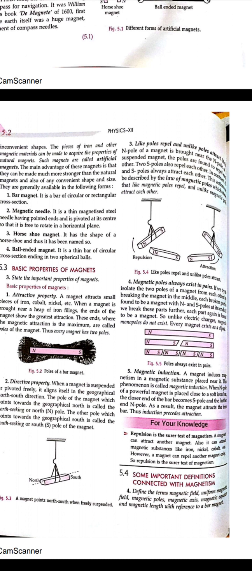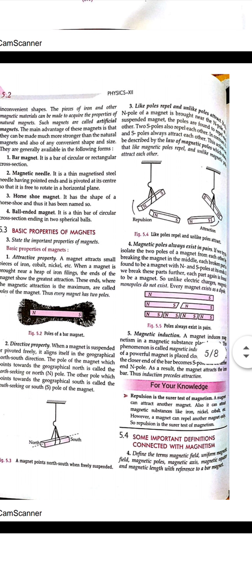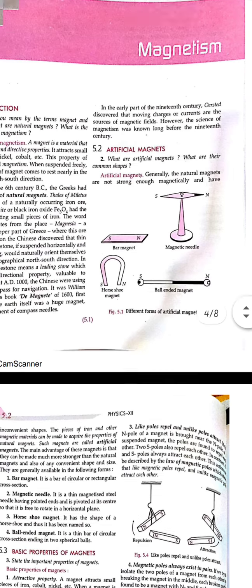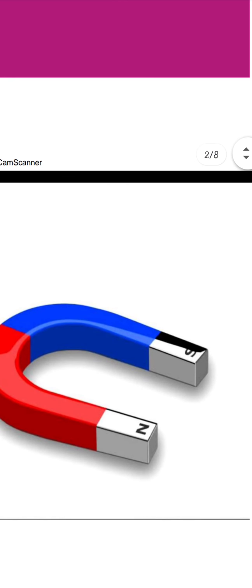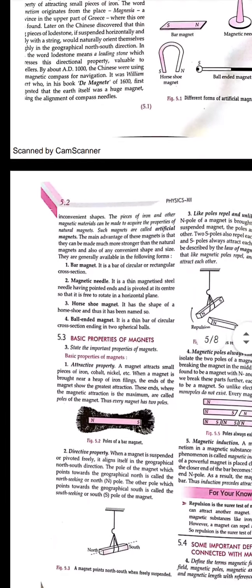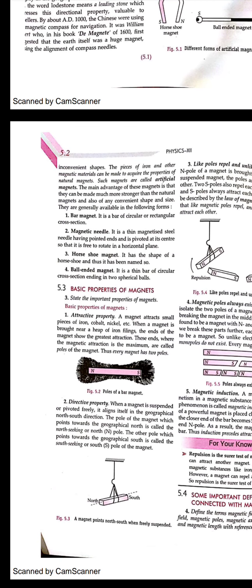The bar magnet has a rectangular or circular cross section, that is, the area section will be in the form of a rectangle. The magnetic needle is pivoted at its center so that it is free to rotate in the horizontal plane. Similarly, the horseshoe magnet has the shape of a horseshoe, as we have seen in the first figure. And the next one, the ball-ended magnet, has a ball of circular area at its two spherical ends. These are the types of magnets.